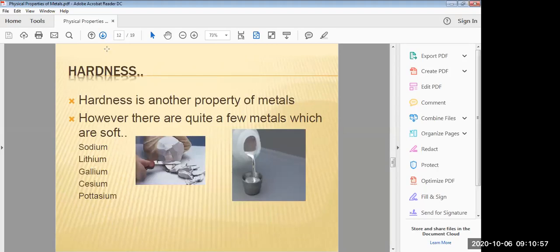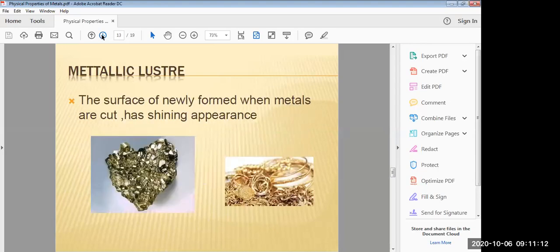Then the property that is known as hardness. Hardness is another property of metal. However, there are quite a few metals which are very soft: sodium, lithium, gallium, cesium, and potassium. These are rather soft metals. Then the metallic luster that we have already observed yesterday: when the surface of a metal appears shiny, that property is known as luster.